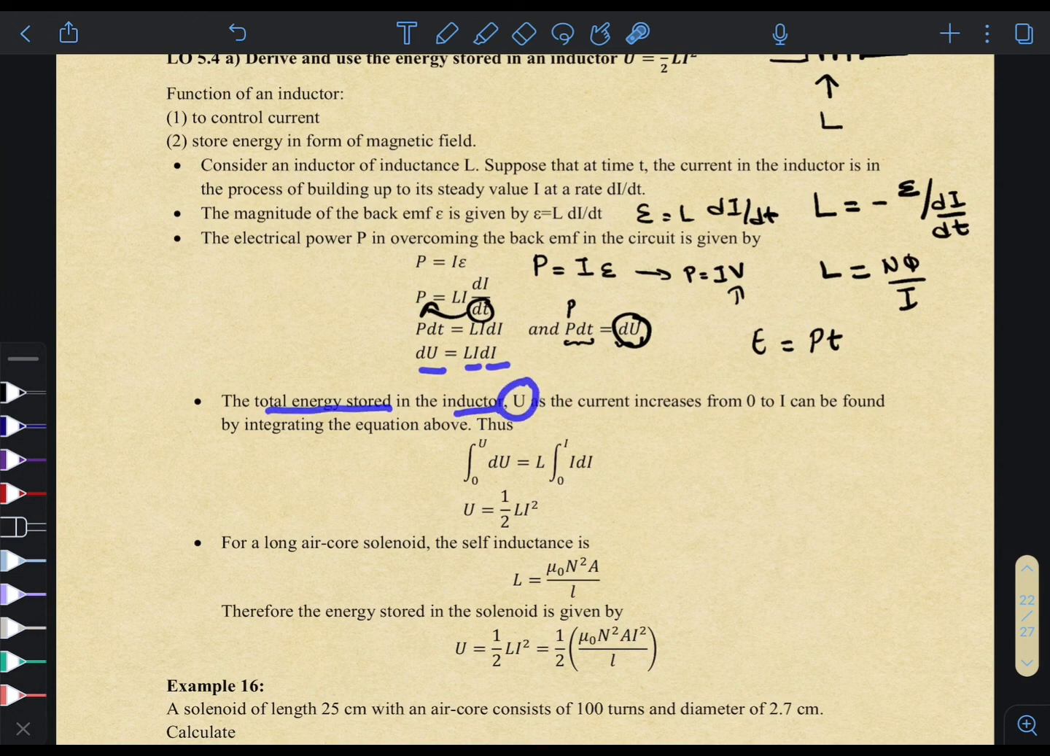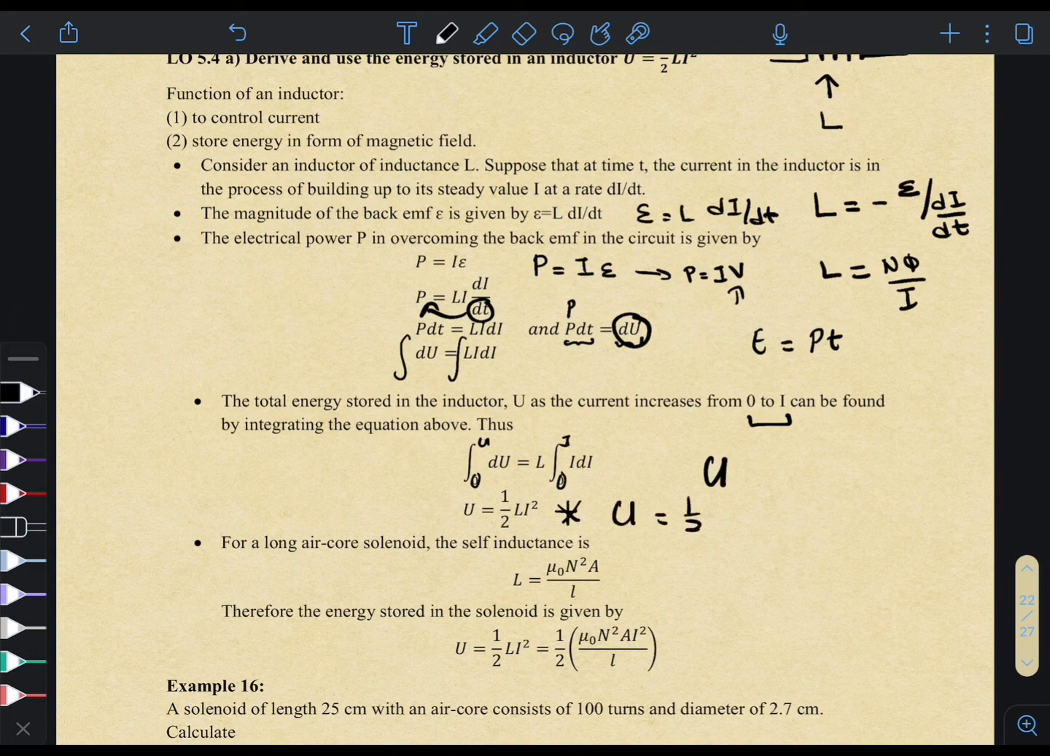So the total energy stored in an inductor U as the current increases from 0 to I can be found by integrating the equation above. So in the process of our current increasing from zero to I, the energy that is going to be stored in an inductor, U, can be deduced by integrating this equation. So we integrate left and right, from 0 to whatever energy we will store, and also from 0 to whatever current we will have. So after your integration, you are going to get U equals half Li squared.